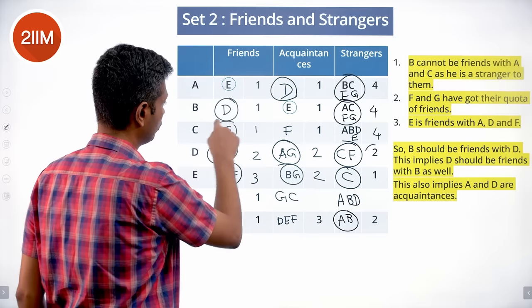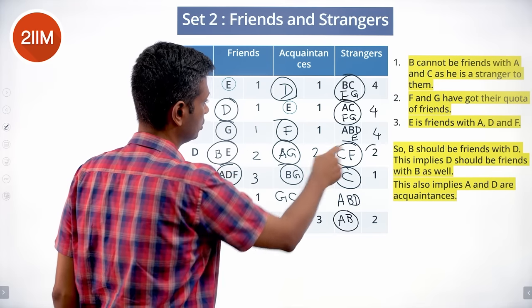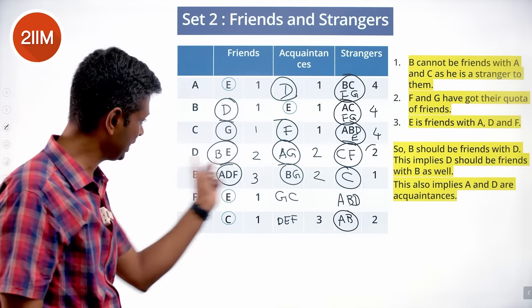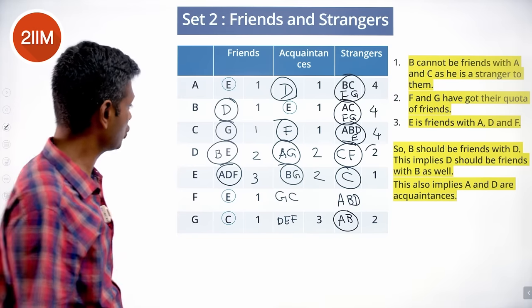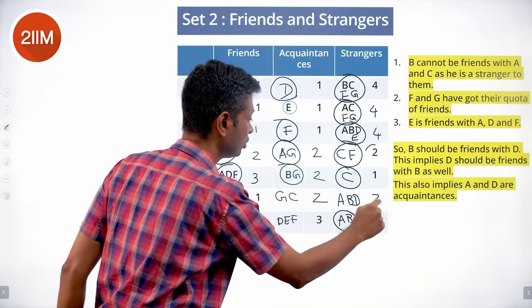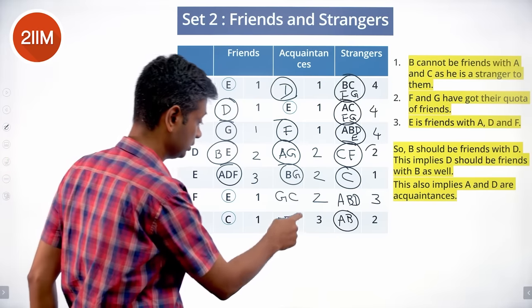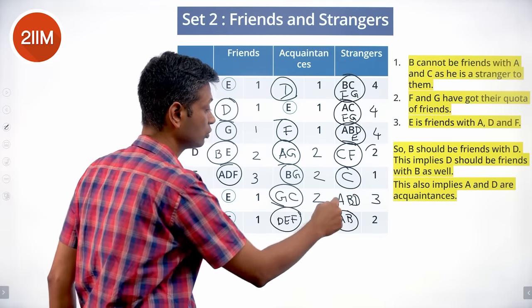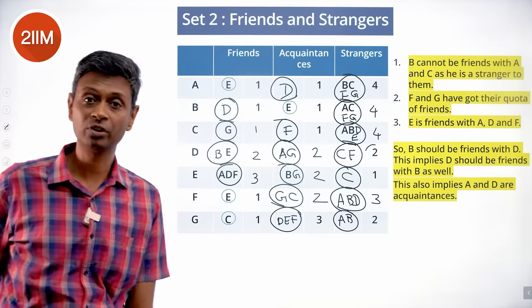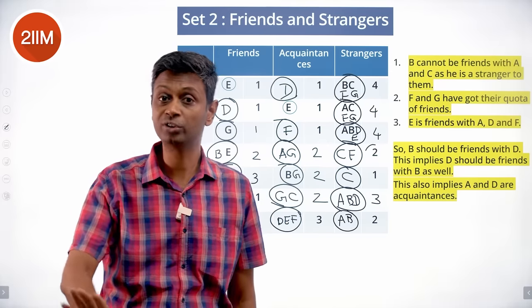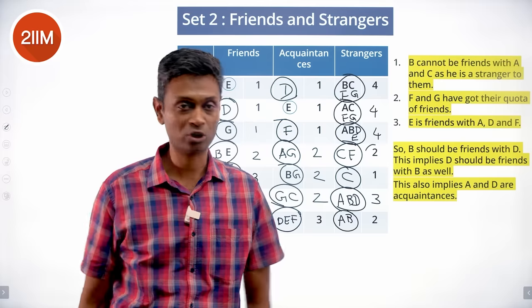So this is accounted for, this is accounted for, this is accounted for. A is complete, B is complete, C is complete, D is complete, E is complete, F is also complete. This is 2, this is 3, which must mean G is also complete. This is complete, this is complete. So we fill the entire grid out. It seems swimmingly easy. It was not at all this easy in the context and pressure of an examination.